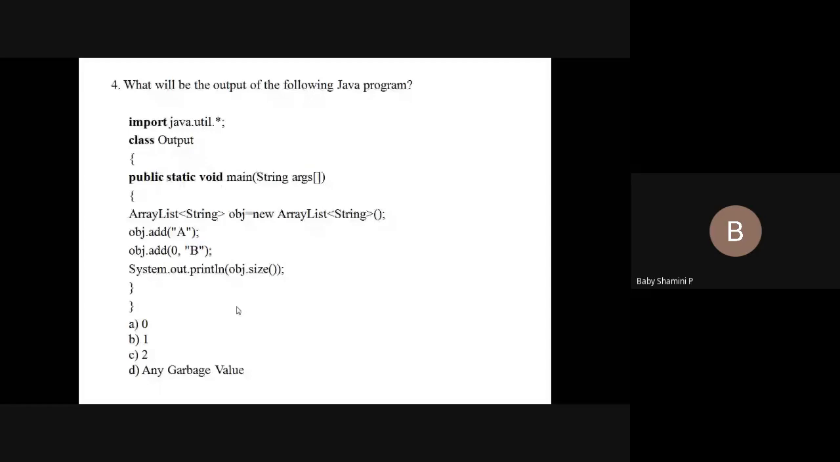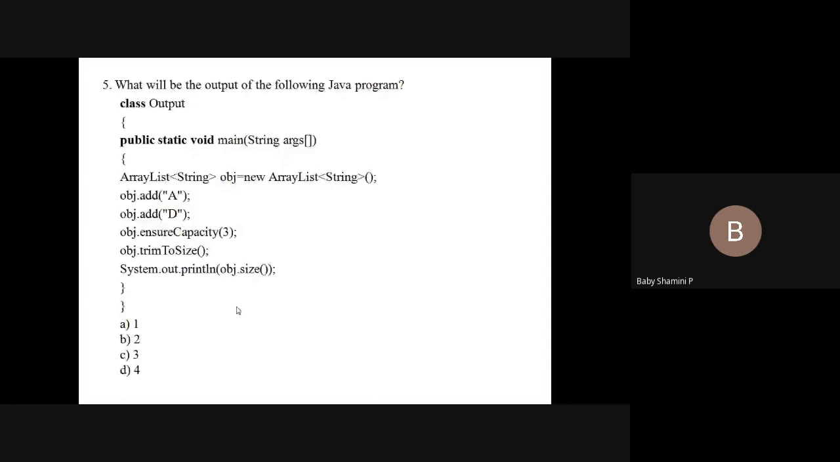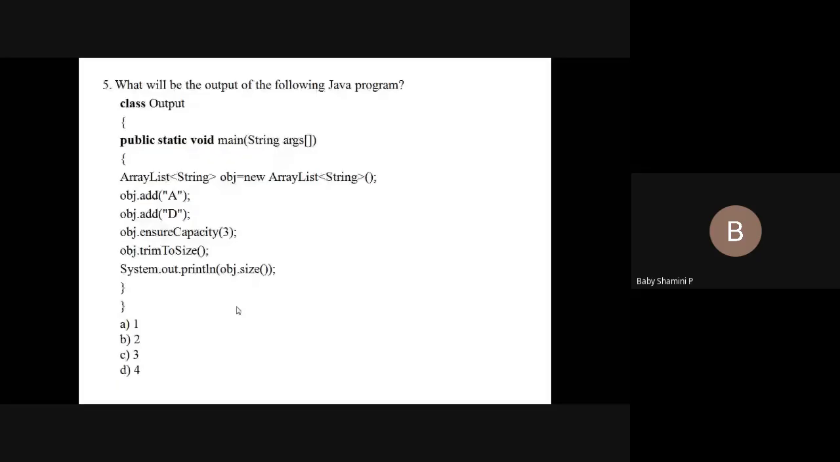So next one. What will be the output of the following Java program? First here we are going to create an array list. Again we are going to insert a string. So ensureCapacity is used to increase the capacity of array list manually. Again trimToSize. If we have 100 memory locations but we allocate only 5 memory locations, the remaining positions can be trimmed by the trimToSize method.